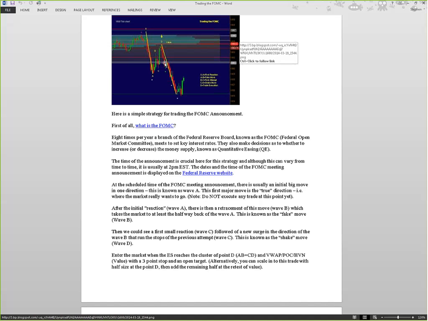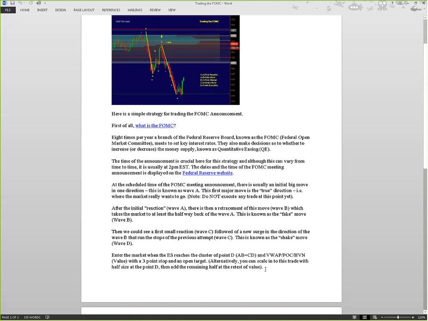Once this initial move takes place, there usually is some sort of balancing after it. I don't know if that's going to be the case again today. We'll look back. But you really want to enter when you think D reaches its very early stage, whether there's POCs, ATNs there. You can see where I break it down here. It says enter the market when EF reaches the cluster of point D, AD equals CD, and then VWAP, POC, HVN, with a 3-point stop and an open target.